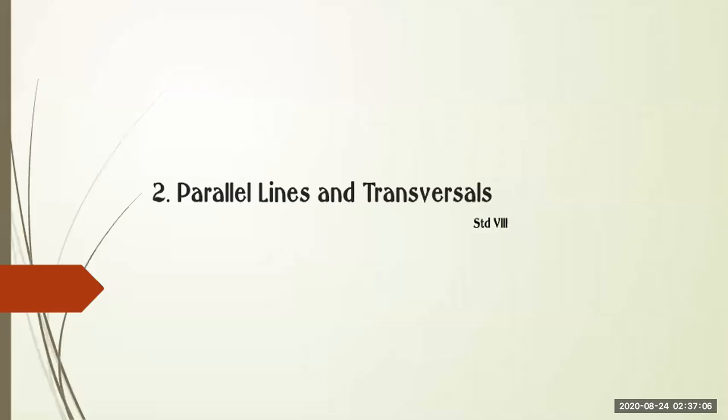In our previous class, we learned what a parallel line and a transversal are. Parallel lines are lines which do not intersect each other. A transversal means when two parallel lines are cut by another line. We have explained this through a diagram also.